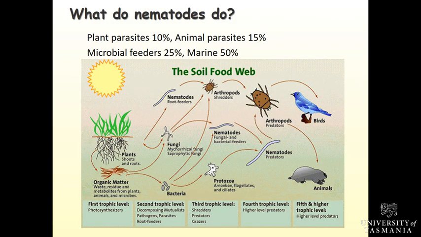What do they do? This is roughly the breakdown. As I said, most of them are marine. So about half of the nematodes, at least they know about, live in the marine environment. There's a big bunch that are involved in eating microbes and part of that food chain.